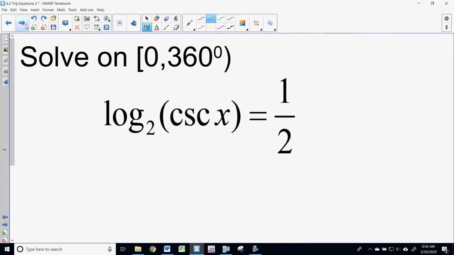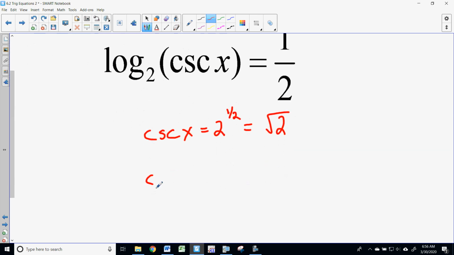Let's look at one last one. Go back and try to remember logarithms here. Log base 2 of cosecant x equals 1/2. So we're going to write this in exponential form, which would be cosecant x equals 2 to the 1/2 power. Now, if you remember, the 1/2 power means square root. If we flip both sides, we get 1 over the square root of 2.